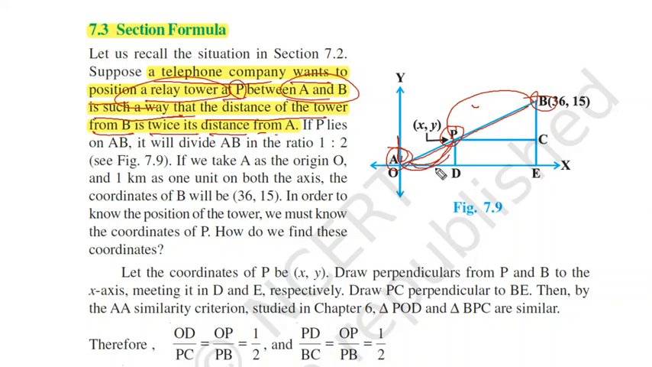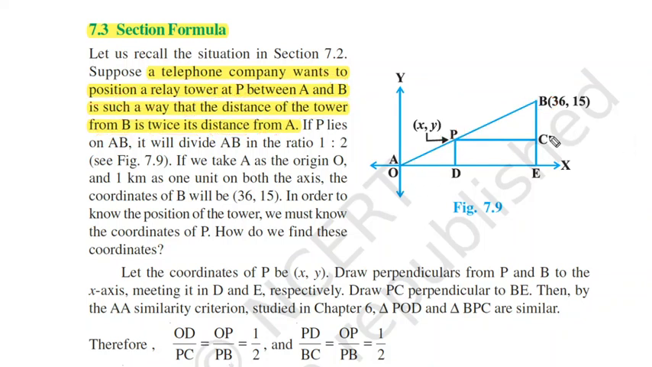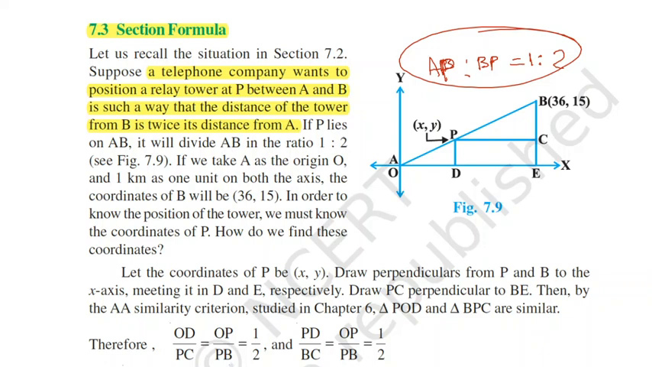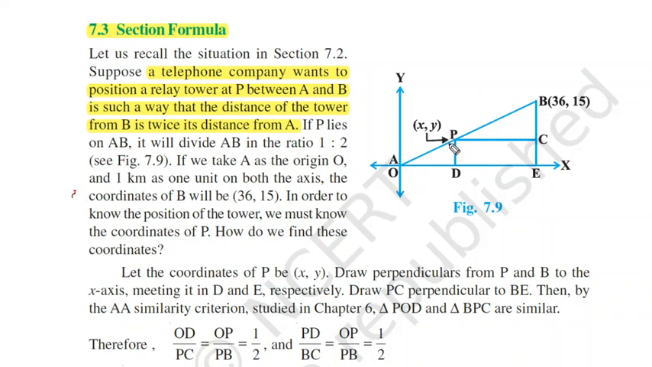Okay, so what will be the scenario? AP is to BP will be 1 is to 2. Now the telephone tower company wants to know the exact location of the point P. So we will assume that the position of P is (x, y).